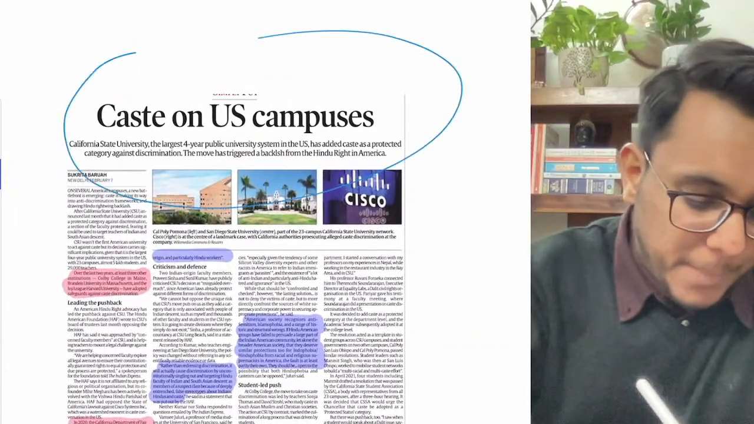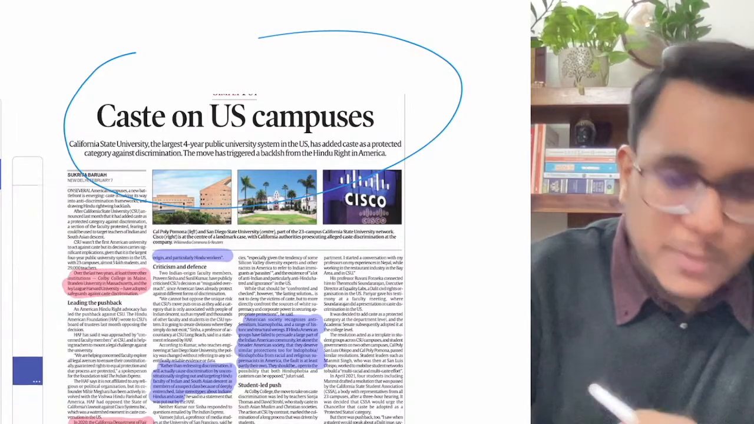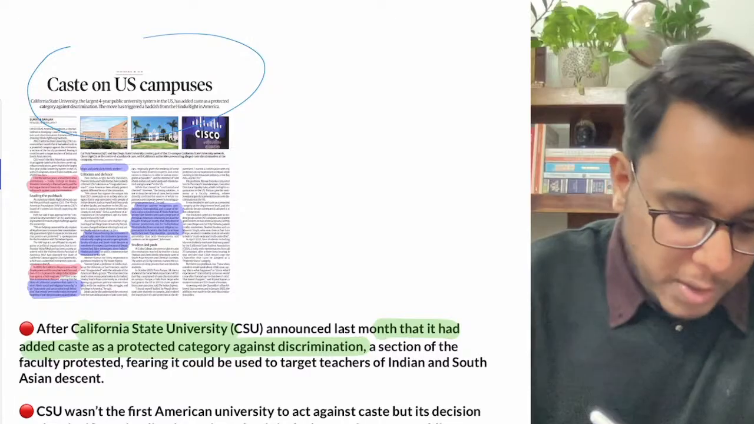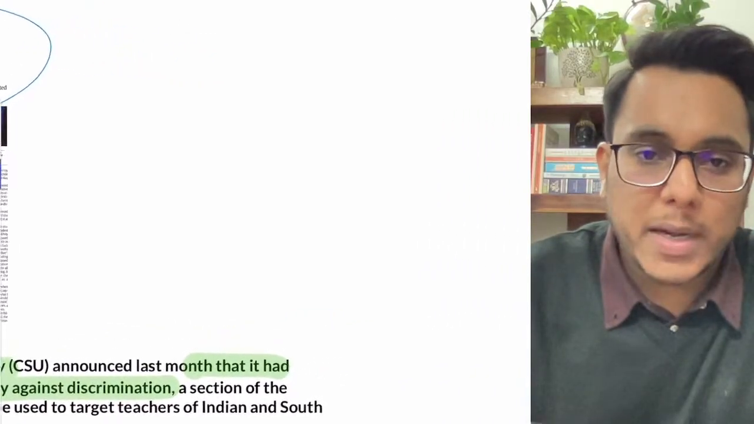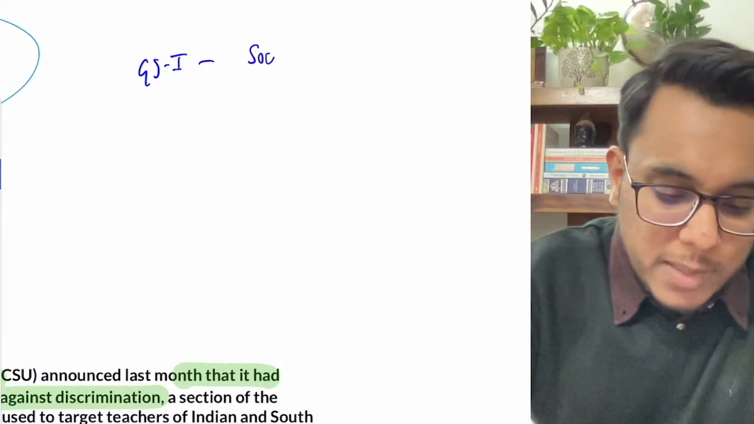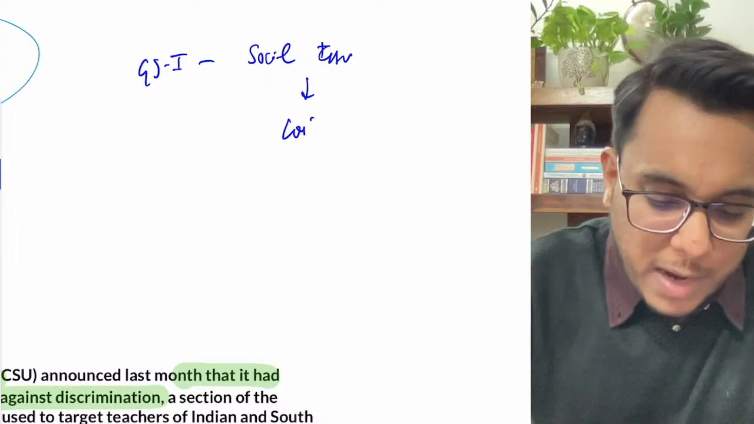Caste on US campuses. Okay, we will not go too much into the detail of this particular article. Is it clear? But guys, this article will be important for particular points. Why will it be important? See, in GS paper number 1, we have social issues. In the social issues, there is the issue of caste.